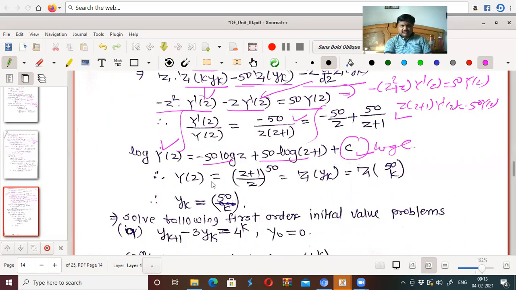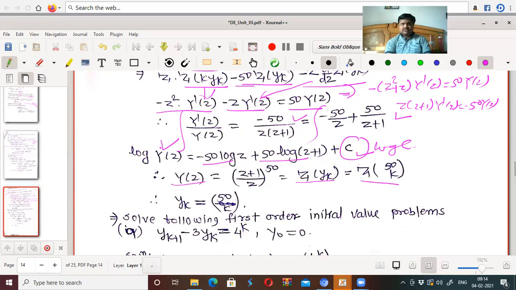Okay, so capital Y of z is equal to, now what about this? This can be written as log of z to the power minus 50, that is log of 1 by z to the power 50, or this is minus log of z to the power 50 plus log of z plus 1 to the power 50. That can be written as log of z plus 1 to the power 50 upon z to the power 50. So Y of z becomes z plus 1 by z to the power 50, which is the z transform of yk. So the z transform of yk is z plus 1 by z to the power 50.